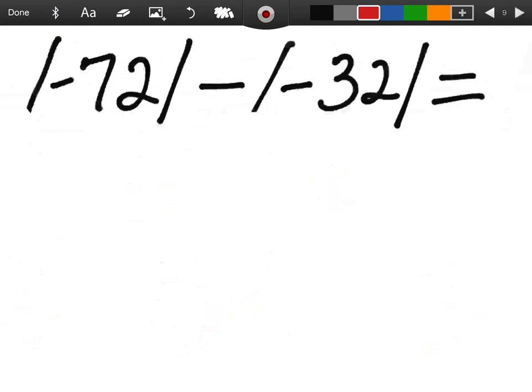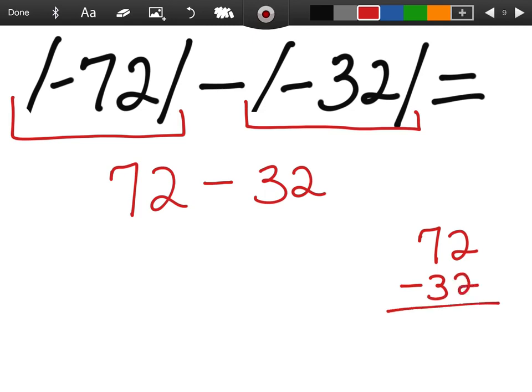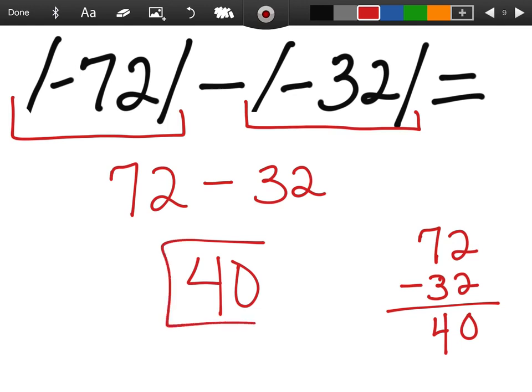Ooh, let's subtract. Okay, absolute value of negative 72 minus the absolute value of negative 32. So just again, break it up into smaller pieces. The absolute value of negative 72 is 72. My subtraction doesn't change. The absolute value of negative 32 is 32. And again, if it bothers me for my equation to be horizontal, I just switch it to vertical. 72 minus 32. Do my subtraction. 2 minus 2 is 0. 7 minus 3 is 4. Look at that. My solution is 40 again.